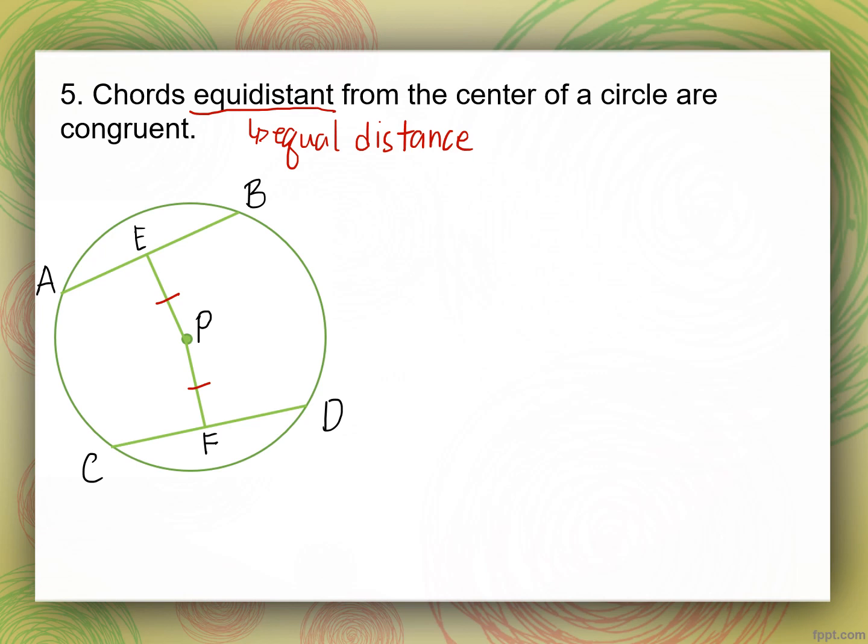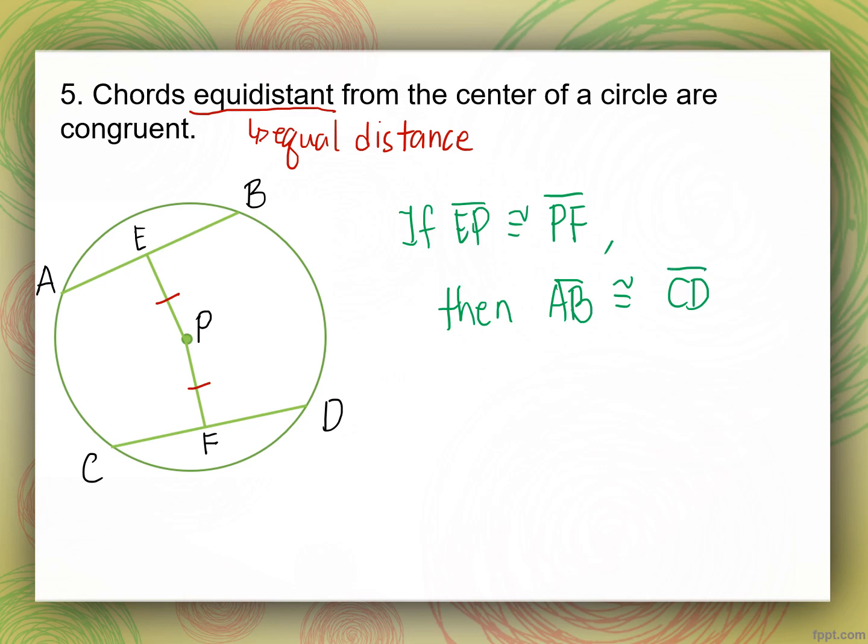Okay, so let's just write a statement. So if EP is congruent to PF, then chord AB is congruent to chord CD. Okay.